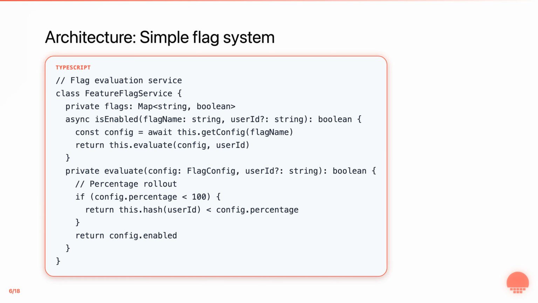Here's the simplest implementation that actually works. You need a service that evaluates flags, takes a flag name, maybe a user ID, returns true or false. The interesting part is that evaluate method. You're not just flipping a Boolean, you're hashing the user ID to get consistent percentage rollouts, so the same user always sees the same experience. 10% rollout? The hash determines if you're in that 10%. This gives you gradual, stable rollouts without flickering behavior. Start here. Add complexity only when needed.